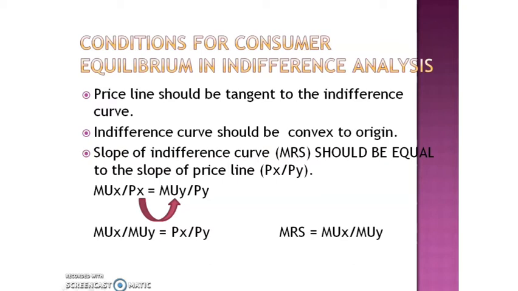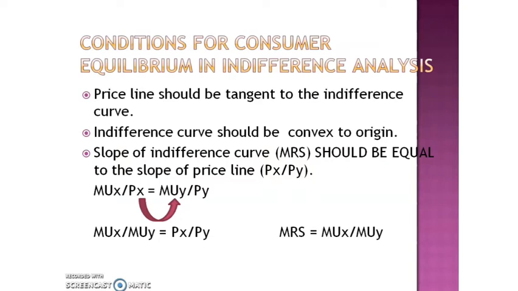The first condition is that the price line should be tangent to the indifference curve. The second condition is that the indifference curve should be convex to origin. As we said earlier, it is the main property of indifference curve. Why are indifference curves convex to origin? Because of diminishing marginal rate of substitution, or diminishing slope of indifference curve.